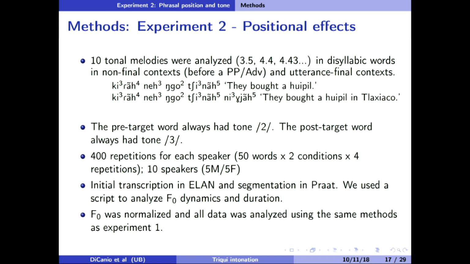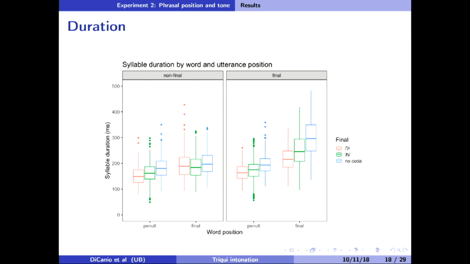The methods were basically the same for the analysis of the duration and F0 data as in the first experiment. So I'm just going to jump right to the duration results here. You're looking at disyllabic results now, with syllable duration on the y-axis and word position on the x-axis. On the top, each panel reflects the utterance position: utterance non-final and utterance final.